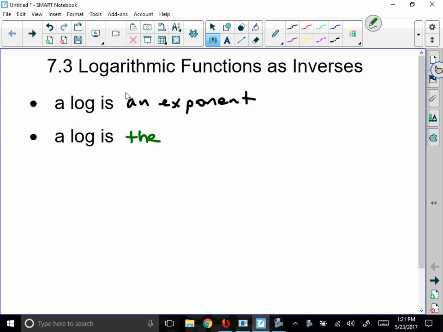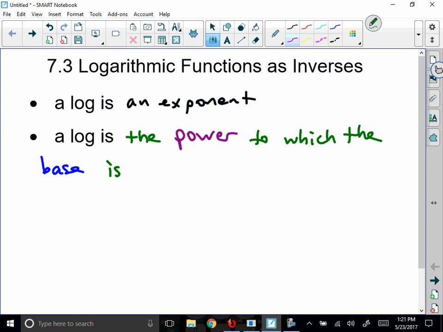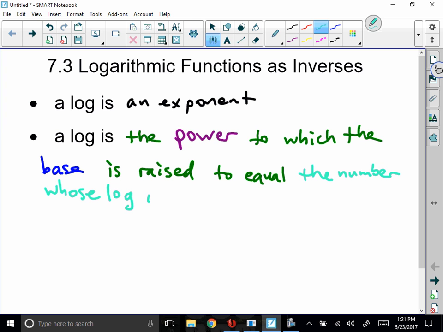the power to which the base is raised to equal the number whose log is being taken.